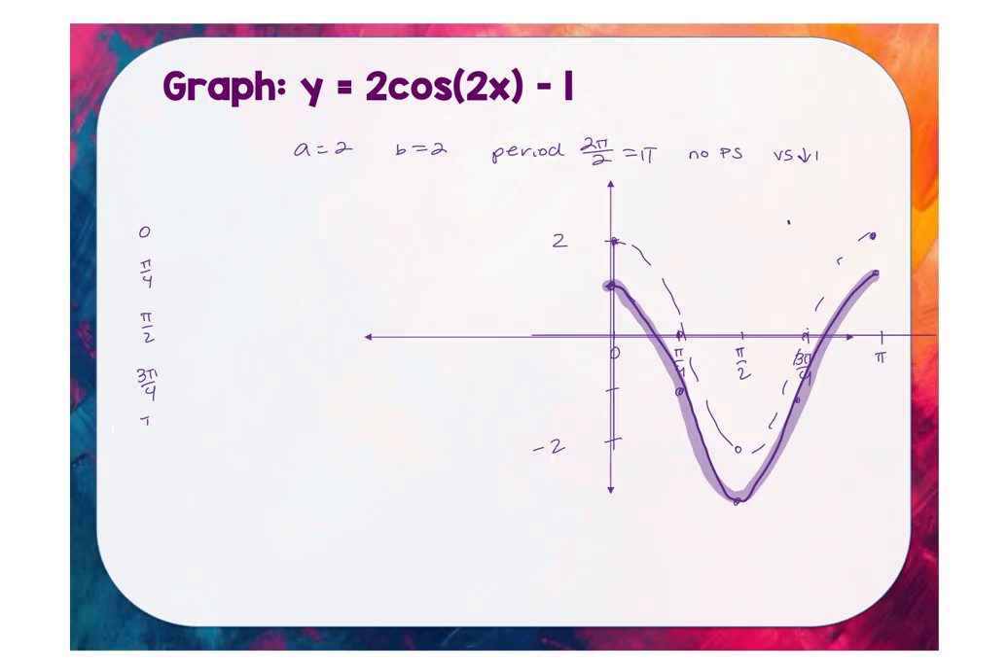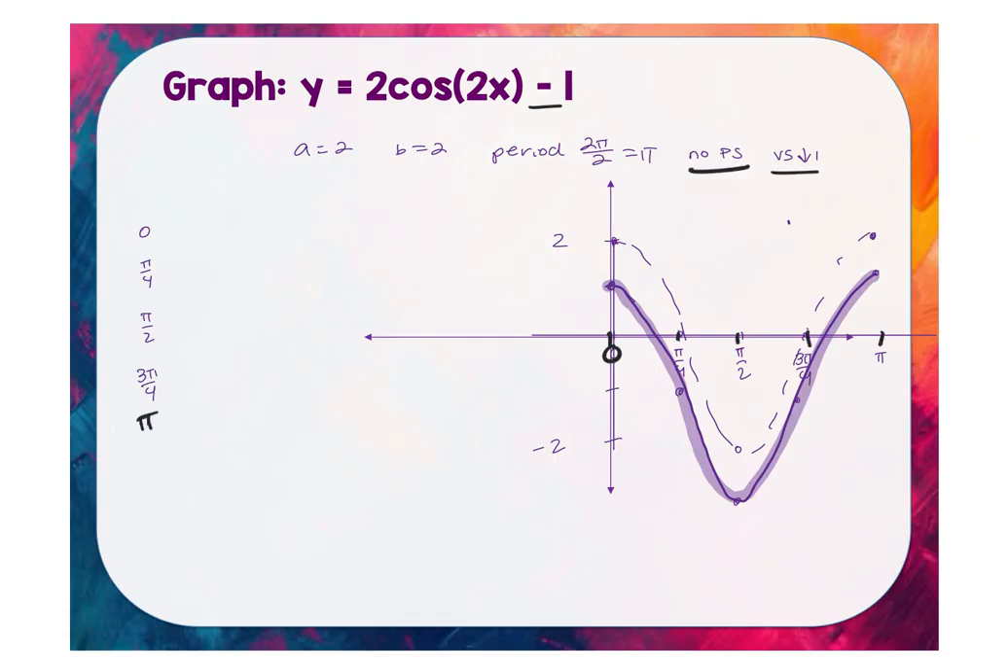So you're either getting sine or cosine. So this is the cosine one. Your A is 2, which means your amplitude is 2. Your B is 2, which means the period is 2 pi over 2, which is pi. And that means your key points are 0, pi over 4, pi over 2, 3 pi over 4, and pi. And then I labeled those on the x-axis. There's no phase shift this time.